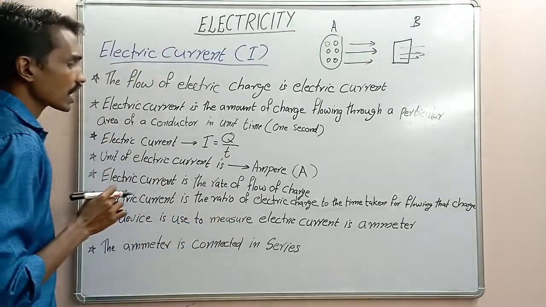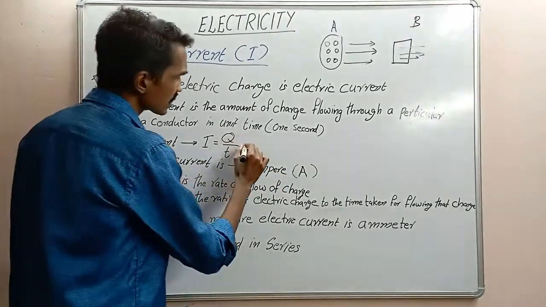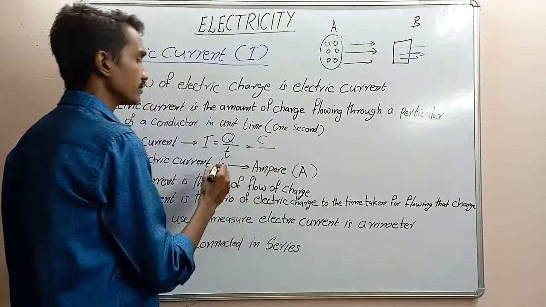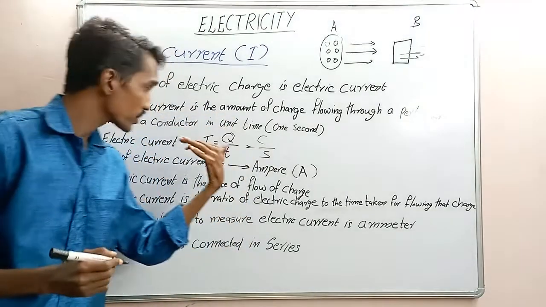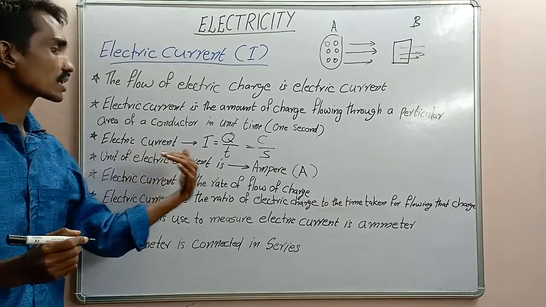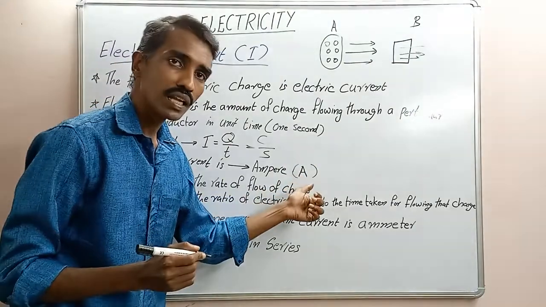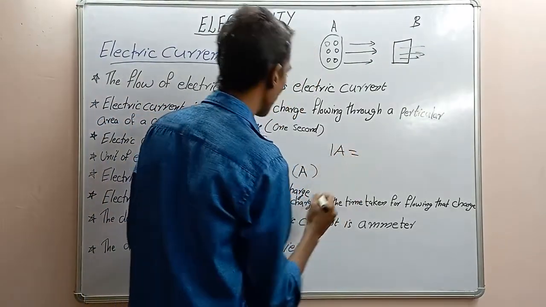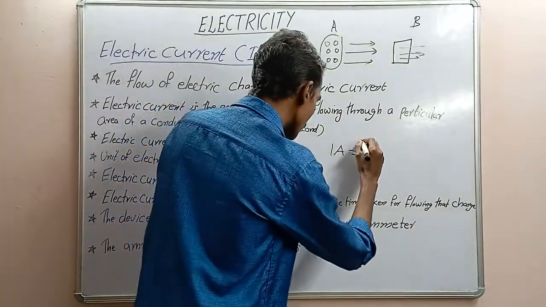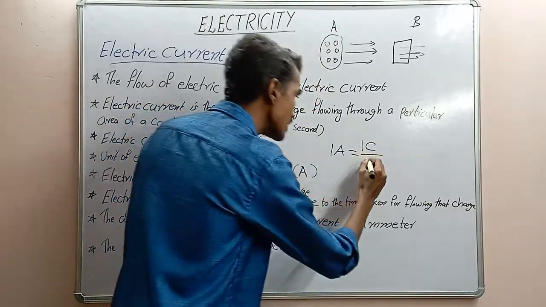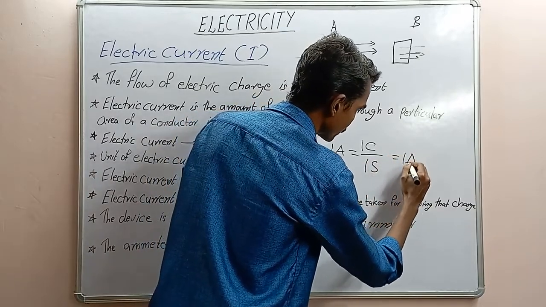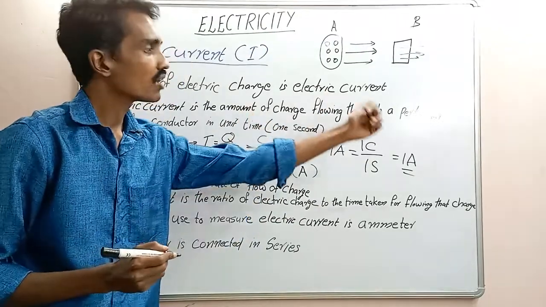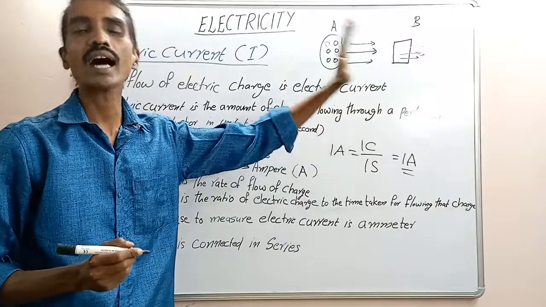The unit of electric current is ampere. What is the derived unit of electric current? Electric charge is in coulomb and time is in second. Coulomb per second is the derived unit of electric current. But the SI unit of electric current is ampere, represented by a capital letter A. 1 ampere means 1 coulomb of charge in 1 second, 1 by 1 is equal to 1 ampere. If 1 ampere is present in a circuit, it means 1 coulomb of charge is flowing in 1 second in that circuit.